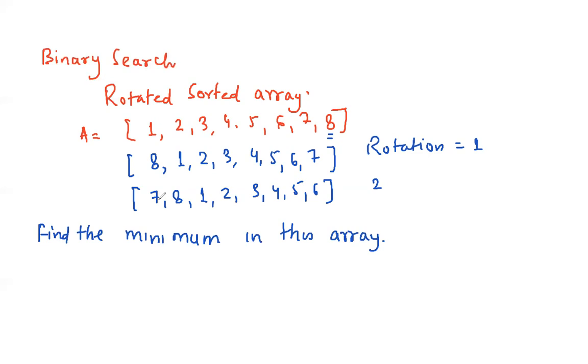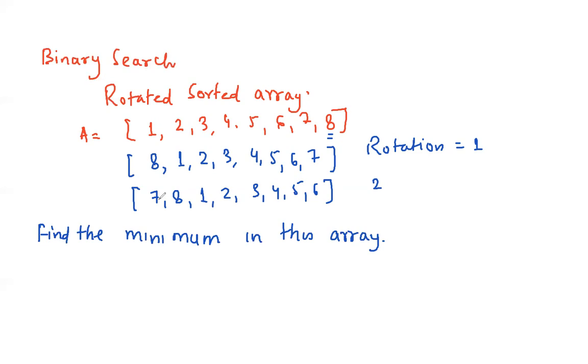Any array, that's the O of n operation. How can we use the property that this array was initially sorted and find the minimum in this array? Binary search. Yes, we can use binary search.